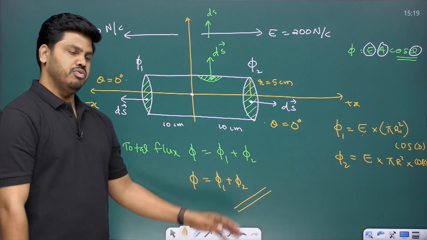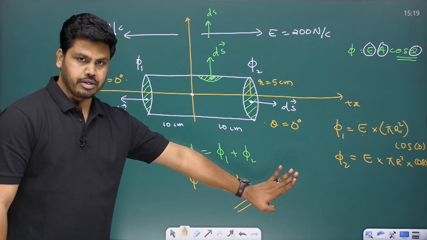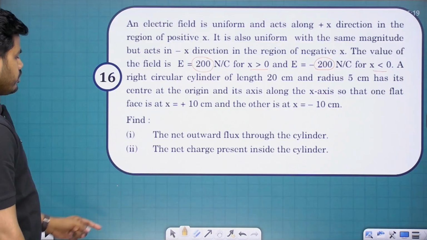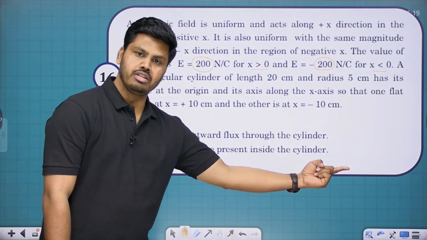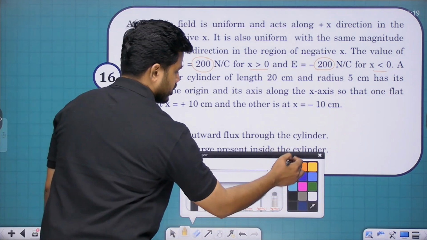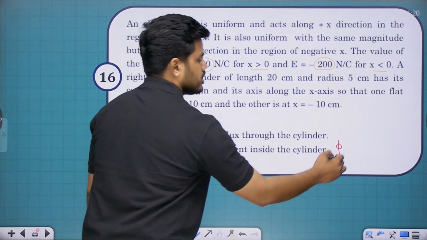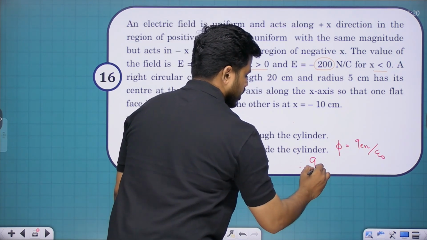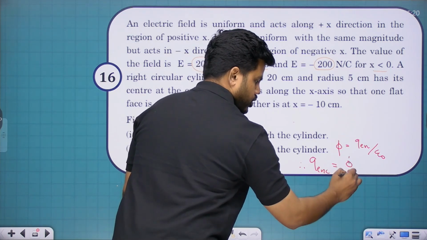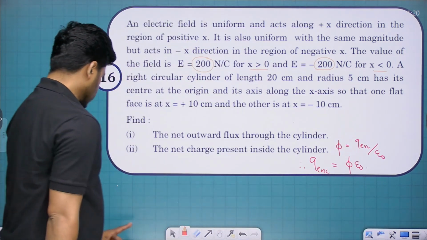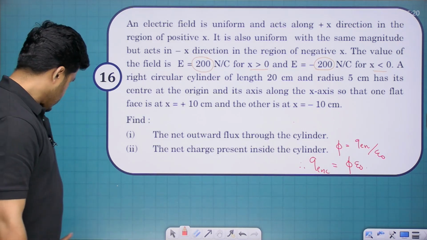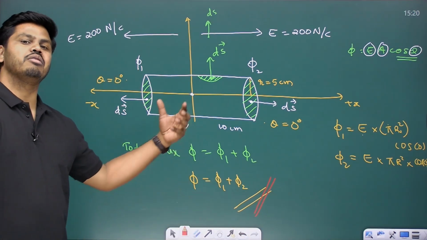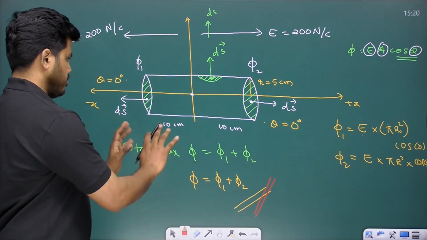So we have solved this question before. This is what you have to do altogether, okay? Then you will get the total flux. That was only question number 1. What is question number 2? The second part of the question: the net charge present in the cylinder. How will you find the total charge? We know the total flux is equal to Q enclosed by epsilon 0. Therefore, Q enclosed is equal to the total flux into epsilon 0. So whatever flux value we get in this calculation should be multiplied by epsilon 0 to get the second part of the question. Okay, fine. So you just try that.